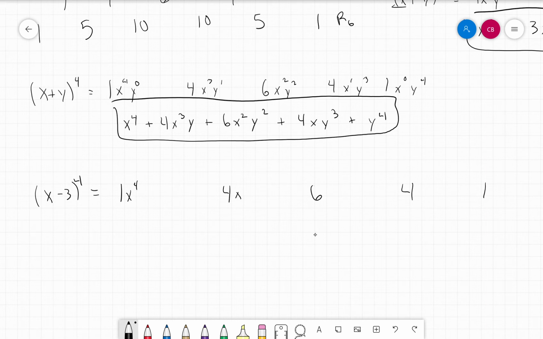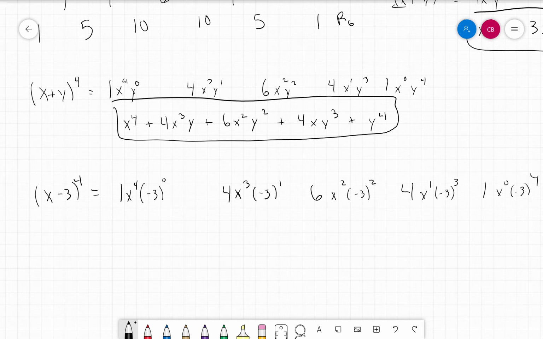This doesn't change. X to the third, x squared, x to the 1, and x to the 0. Now the next one matters, so we're going to do (-3) to the 0. Notice I'm putting parentheses, (-3) to the 1, (-3) to the second, (-3) to the third, (-3) to the fourth. Okay, so we've got a lot of stuff going on here.